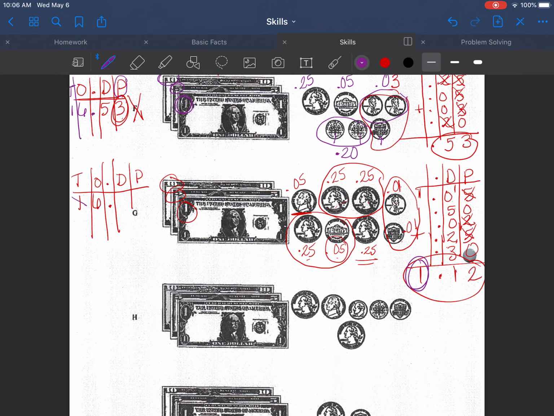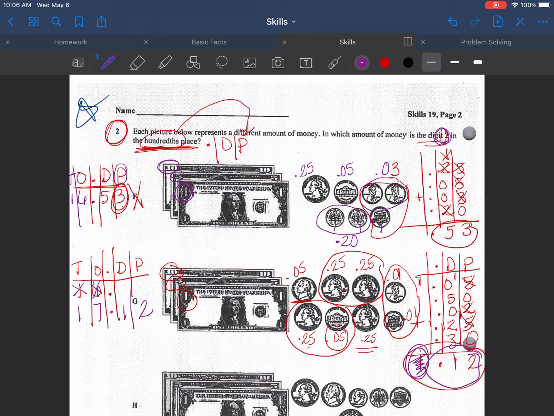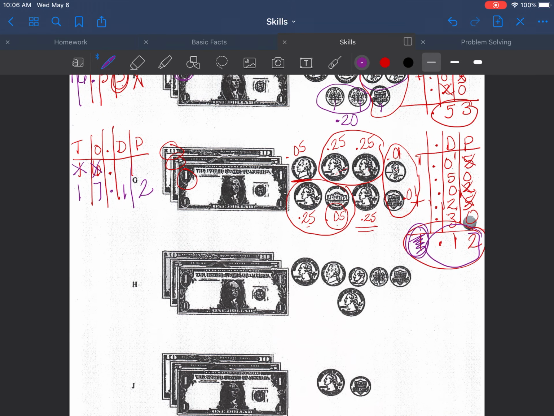Regroup. There's nothing here, so I bring down. So we have $1.12. So that's very important because we have $1. So that means that I no longer have $16. Now I have 17 because I'm adding that dollar. What is left? 12 cents.